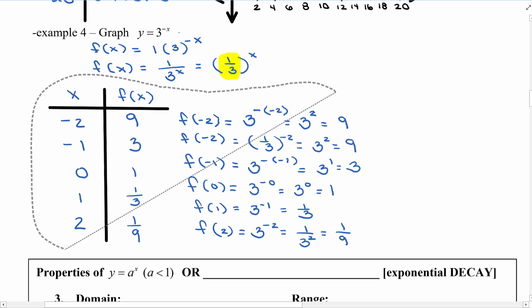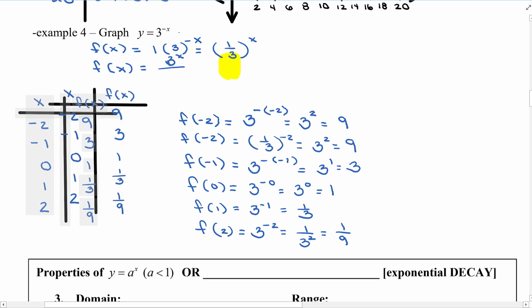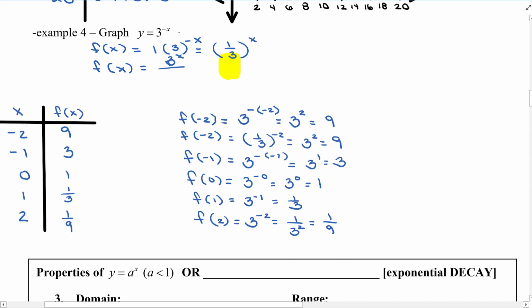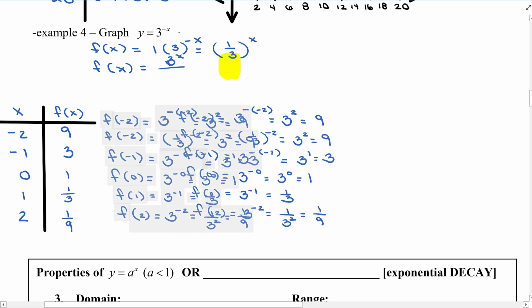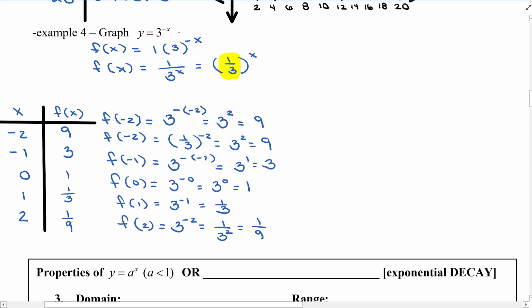I've also gone ahead and written down these y values under the f of x column so that I have the ordered pairs -2, 9, -1, 3, 0, 1, and 1, 1/3, and 2, 1/9. I've taken all that work, I've lassoed it, I've shrunken it a little bit and moved it slightly to the left-hand side so I have more space on the right to draw my coordinate plane.